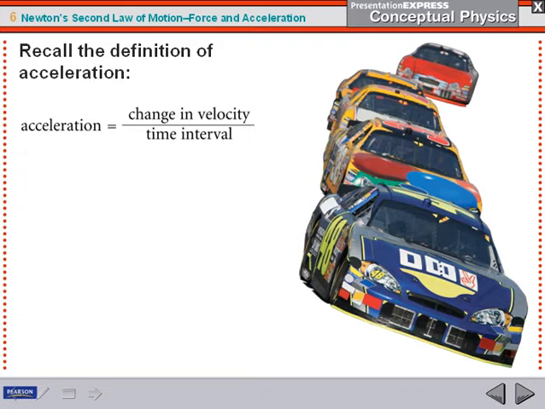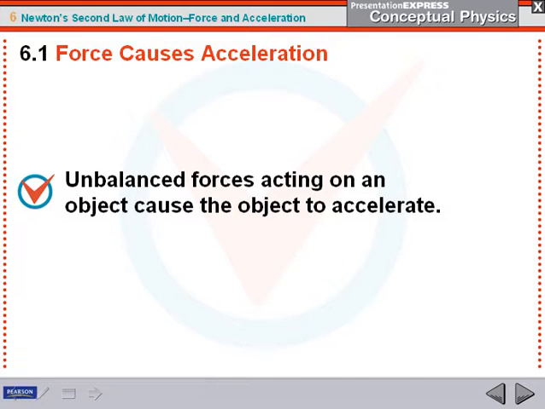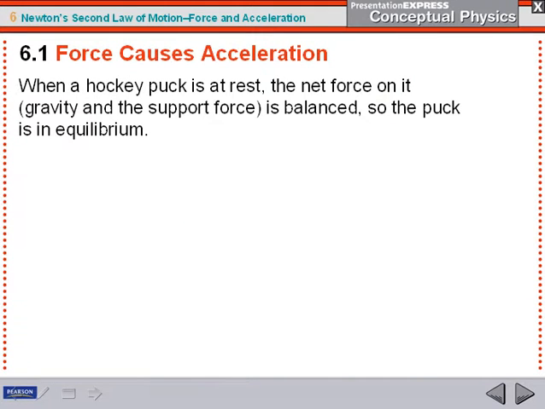Let's talk about that. Acceleration, once again, is the change of velocity divided by the time interval. And we remember that the cause of the acceleration is force. So the main idea of the first section is that unbalanced forces acting on an object cause the object to accelerate.